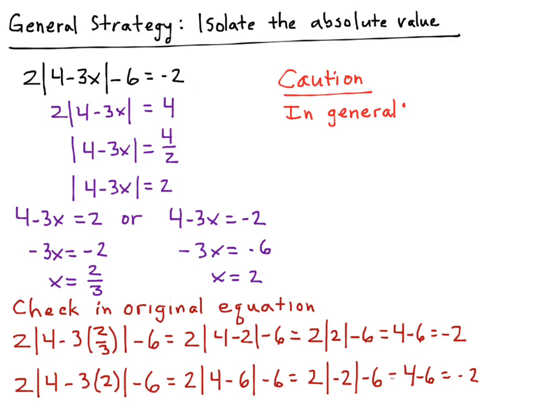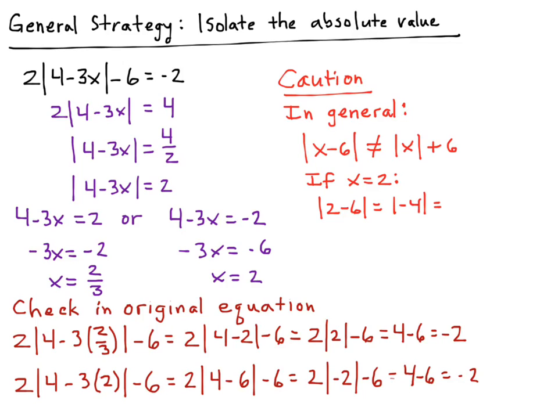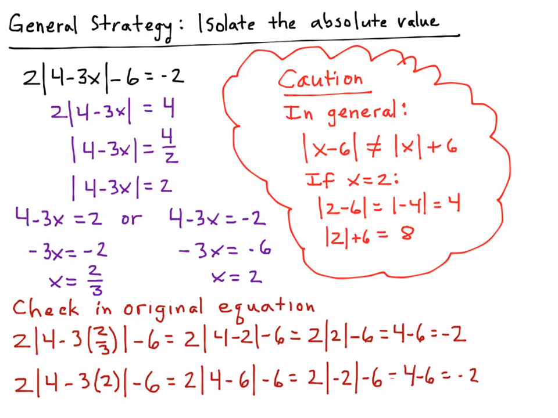Okay, and this is my big caution to you: don't ever do this. Take the absolute value of the negative 6, because if this is the expression you're talking about, if x is 2, then 2 minus 6 is negative 4. Absolute value gives you 4.